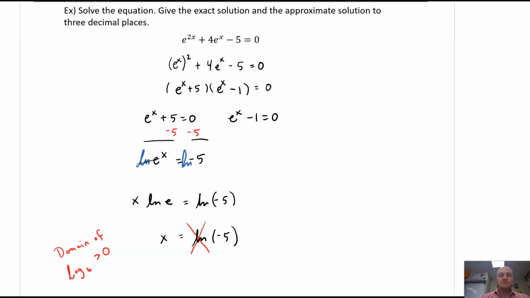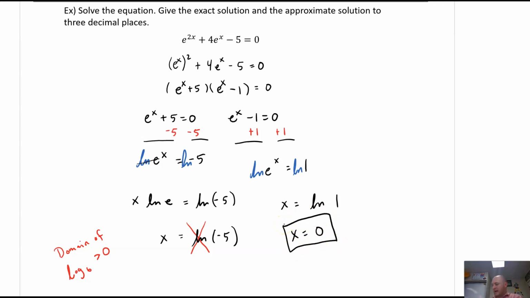Okay, right side. I'll go ahead and add 1 to each side, and we get e to the x is equal to 1. I will take the natural log of each side, and we get x is equal to the natural log of 1. This is also an identity. The natural log of 1, that value is 0. So x equals 0. That is our answer.